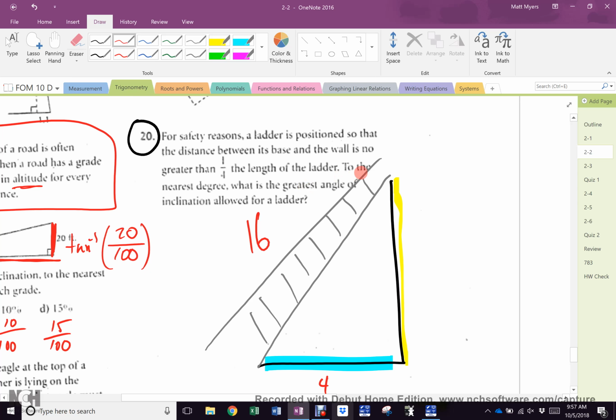Now, what is the greatest angle of inclination? Every angle of inclination is in between the horizontal and the up. Right there, so there's your theta. Shift tan of 16 over 4. And it could have been any number we want: 8 over 2, 10 over 2.5, 1,000 over 250.